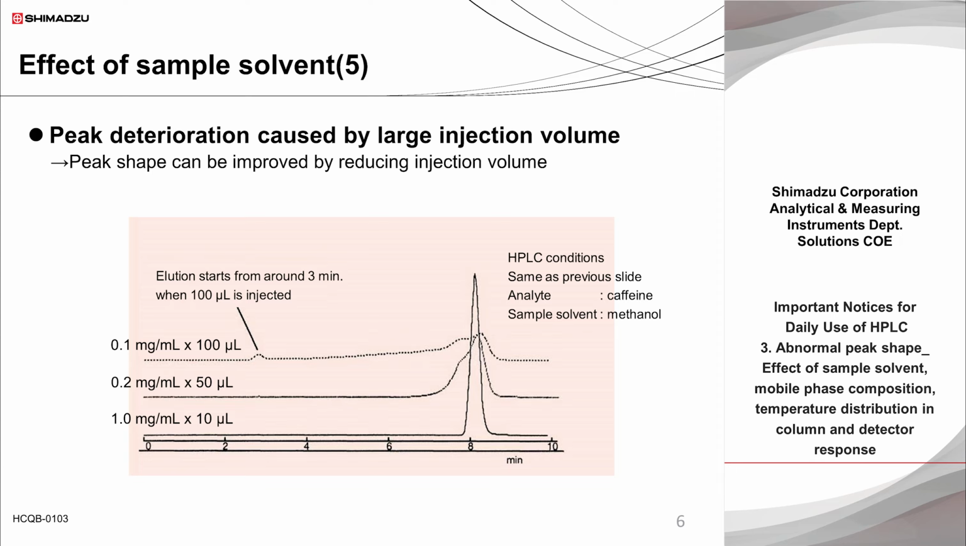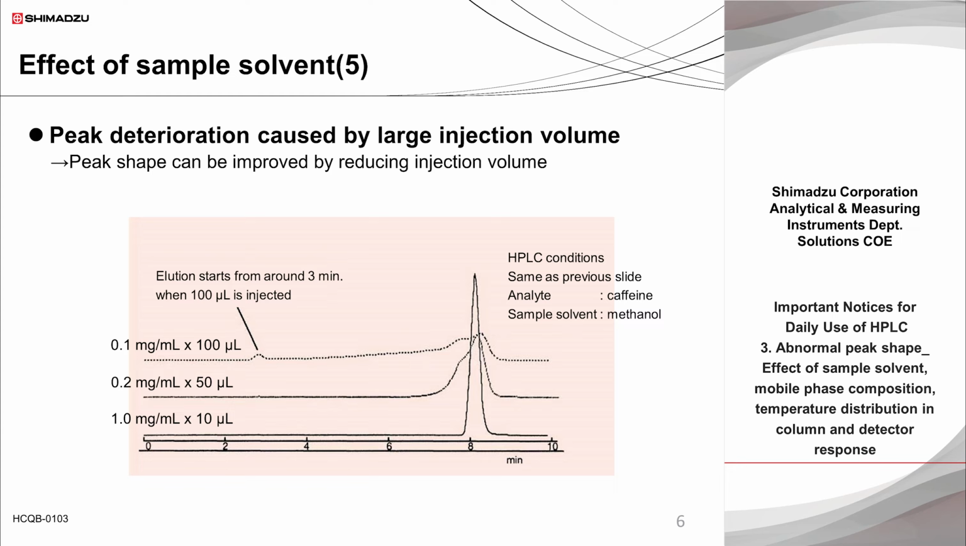The analytical conditions are the same as in the previous slide, with a mobile phase of 70% water and 30% methanol. The sample is caffeine, and the sample solvent is methanol, which has larger eluting power than that of the mobile phase. The injection volume is reduced from the top to the bottom: 100 ul, 50 ul, and 10 ul. However, the caffeine concentration is increased twofold and tenfold compared to the chromatogram above in order to check the effect of only injection volume while keeping the same sample loading amount.